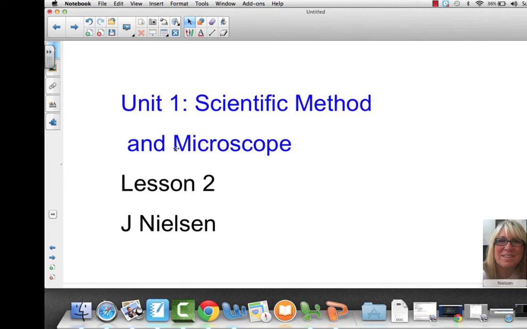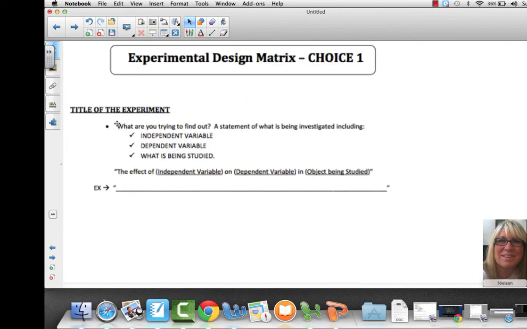Okay, we're still in Unit 1, Scientific Method and Microscope, and this is Lesson 2. And we're going to continue talking about the scientific method. So let's make sure you're on the right page, Experimental Design Matrix, Choice 1. And we're going to review the different parts of the scientific method using an example.